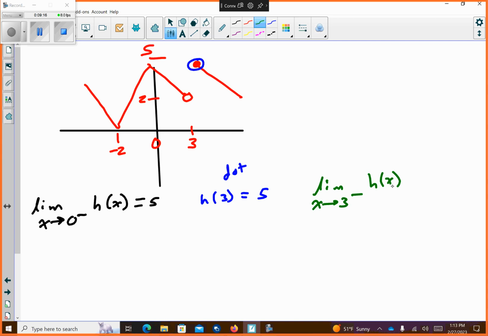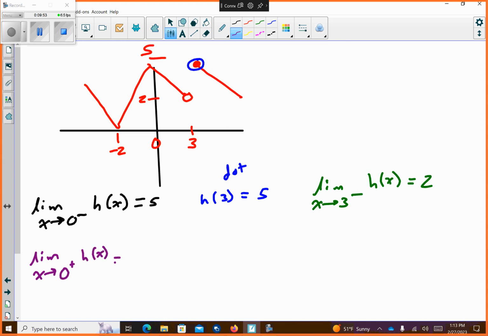So I'm coming here. What does it appear I'm approaching? What y value? 2. Does this limit exist if I go this way? No. This one exists because I'm coming from the left, so that's going to give us that 2. But if it came from the other way, it's going to give us a different value, which means that the actual limit doesn't exist. So that's 2.